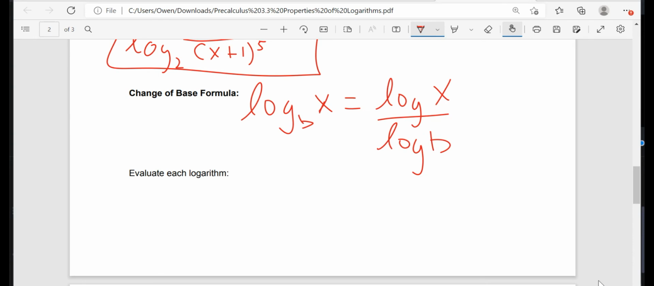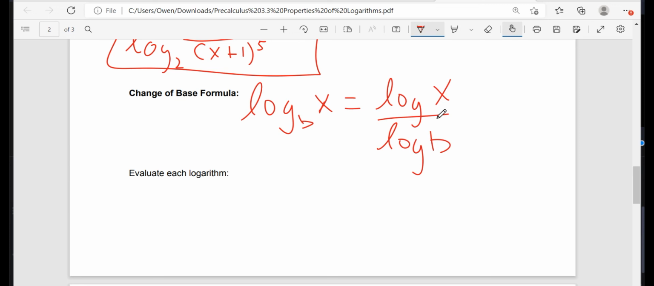But anyways, so change of base formula, very simple. Log base b of x is equal to log of x divided by log of b. Your book writes it a little differently, but this is how I like to write it because when you put it in your calculator, it's much easier just to use your common logarithm of base 10 and punch it in your calculator right away, and you get an answer.